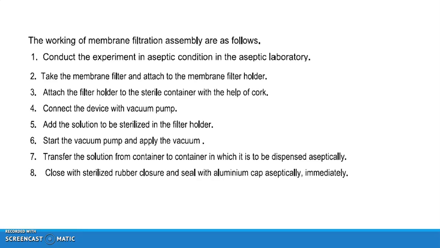Then the working of the membrane filtration assembly is as follows. First, conduct the experiment in aseptic condition in an aseptic laboratory. Take the membrane filter and attach it to the membrane filter holder. Attach the filter holder to the sterile container with the help of a cork. Connect the device with the vacuum pump. Add the solution to the sterilizing filter holder. Start the vacuum pump and apply the vacuum.